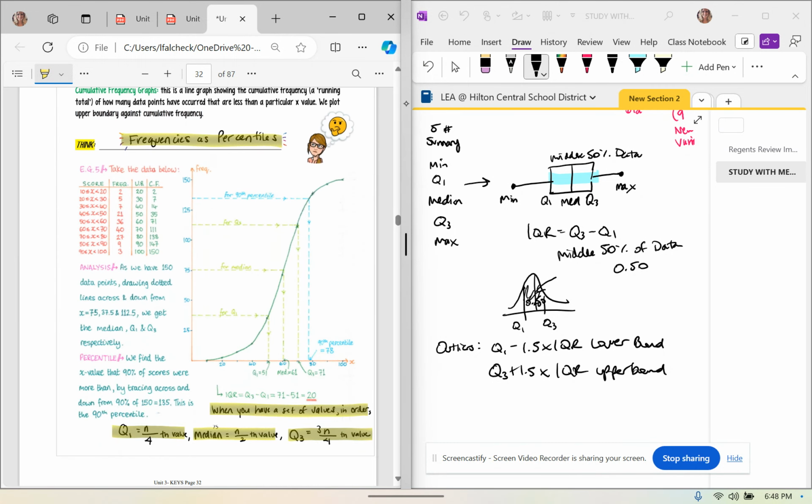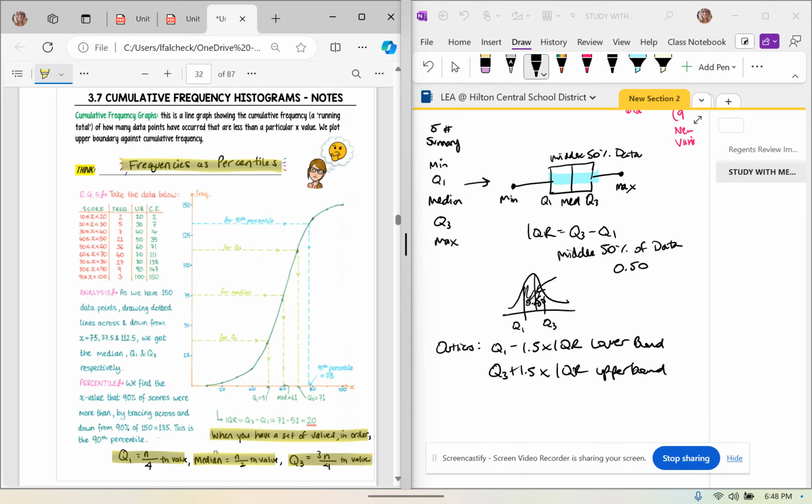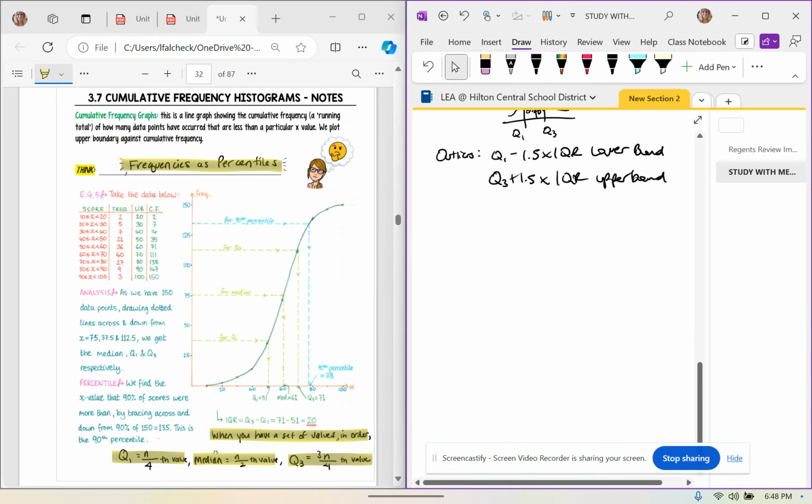Okay, cumulative frequency histograms. Okay, so cumulative frequency histograms, right? We are now no longer just concerned with the frequency in each category.